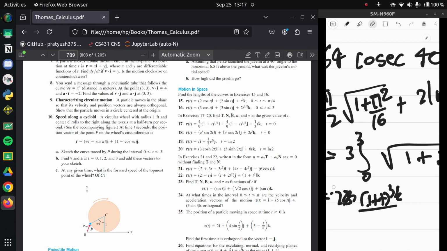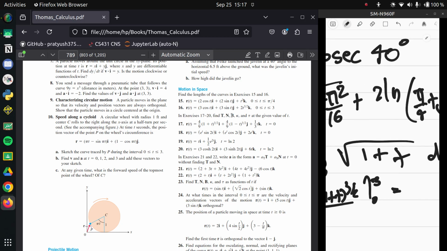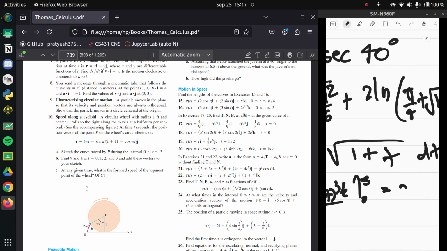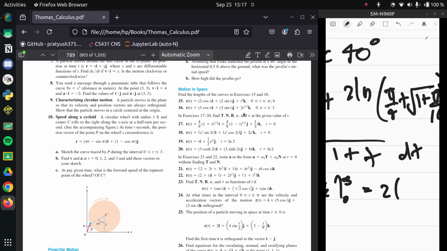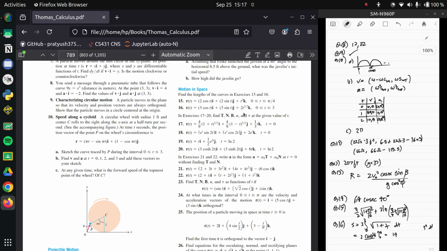Sure. And this is going from 0 to 3. So at 0 it's just 1. And at 3 it's 2 times, so at 3 it's 4, square root of that is 2, power 3 is 8, 8 minus 1 is 7, so it's 14. Okay, so that's the arc length. That was actually much easier.